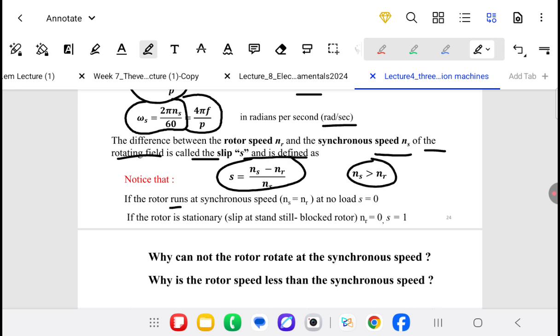If the rotor runs at the synchronous speed, which is approximately the case for no load, NR equals the synchronous speed, then at no load S equals 0, as the difference is equal to 0. If the rotor is stationary and not rotating, Nm or N rotor equals 0, the standstill or blocked rotor slip is equal to 1 at Nr equals 0.